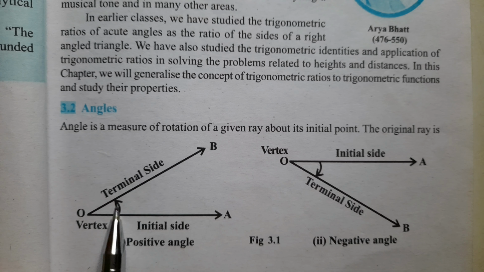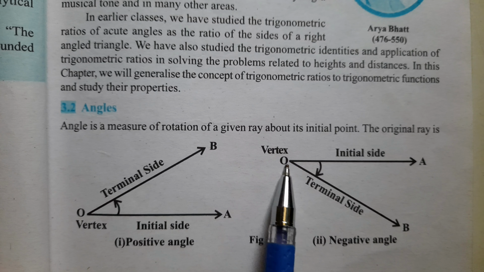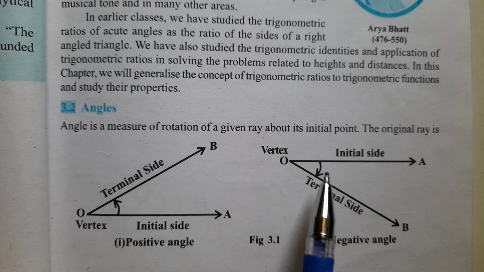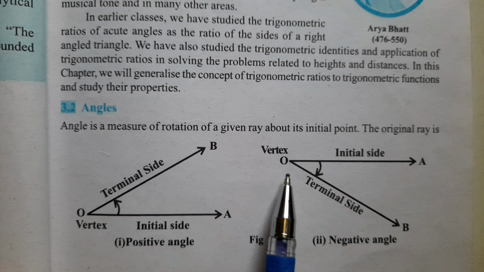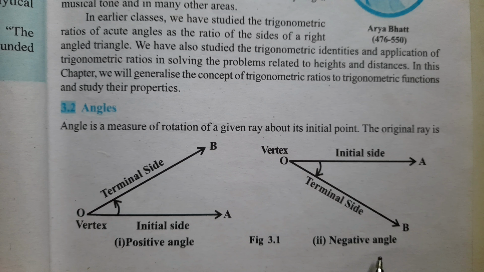The anti-clockwise direction is called positive angle. So here, same diagram, O, A, B. Now it is clockwise direction. This is the initial side and this is the terminal side. So this is called negative angle.